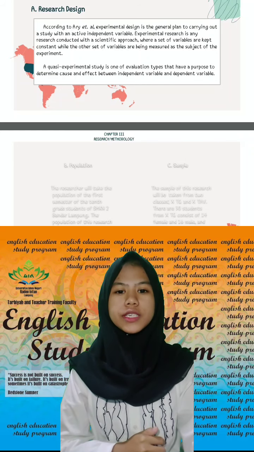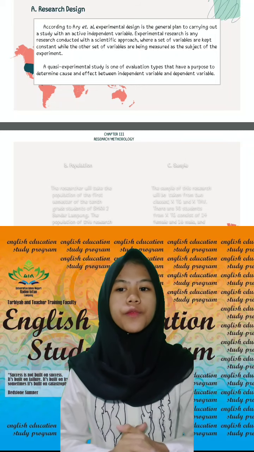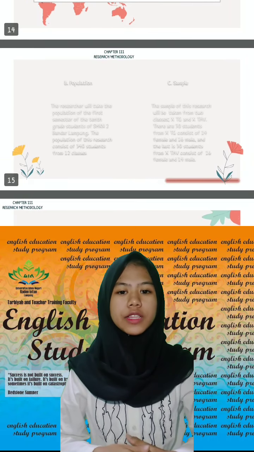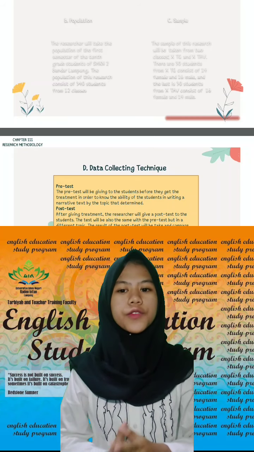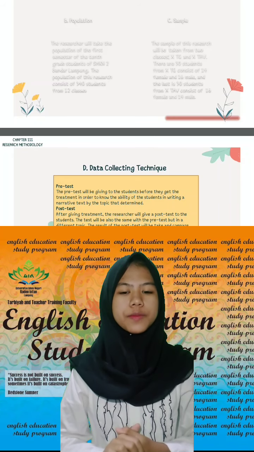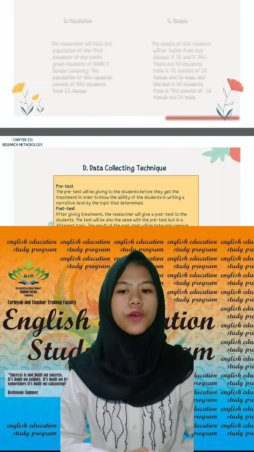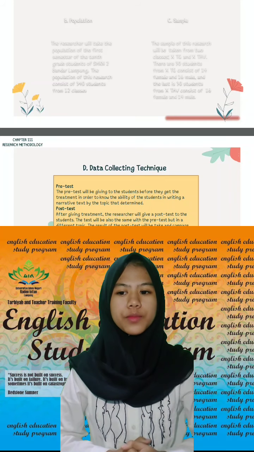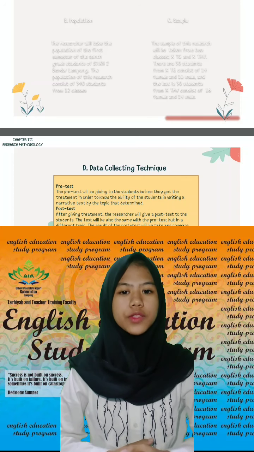The next is population. In experimental research, the requirement of population is that it must be homogeneous. The research population is generally a large collection of individuals or objects that is the main focus of a scientific query. In this research, the researcher will take the population of the first semester 10th grade students of SMKN 2 Bandar Lampung. The population of this research consists of 340 students from 12 classes.